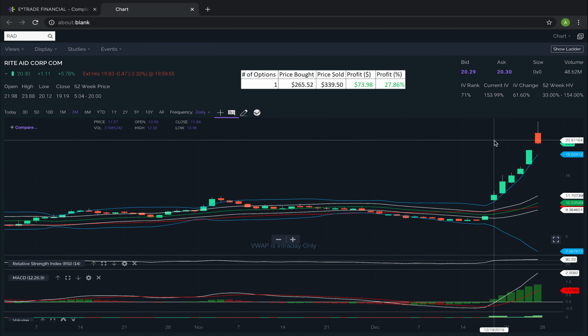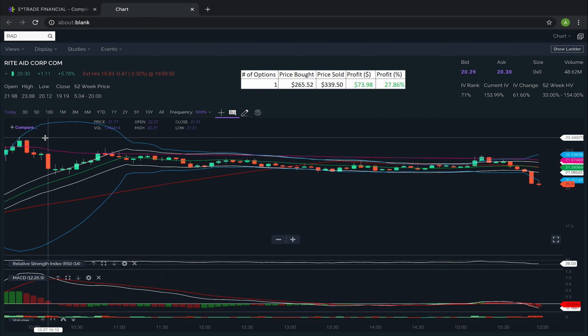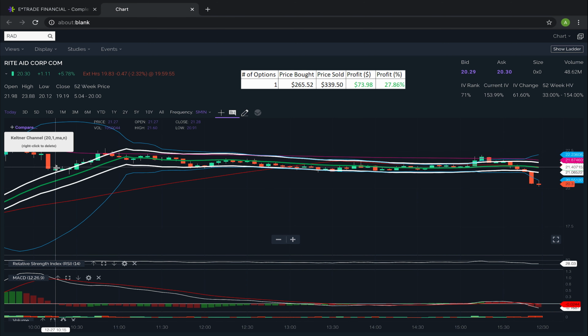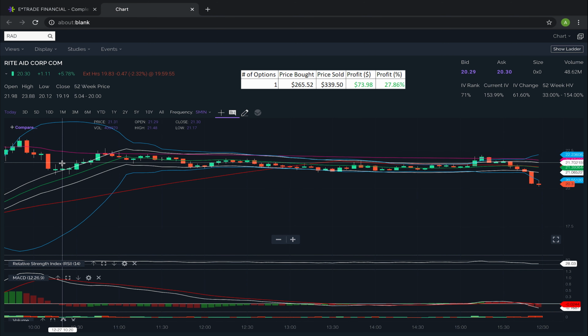But with this being traded in my Roth IRA, I didn't want to take too much risk. So shortly after I entered the position, the stock retraced downwards and I immediately sold for a profit of $74. This closed out the week on a winning note, so I let the market close without having any other stocks.